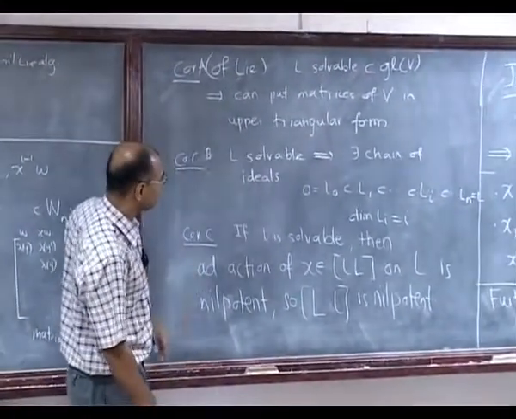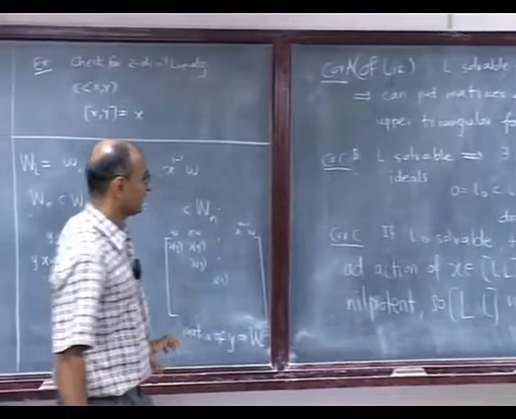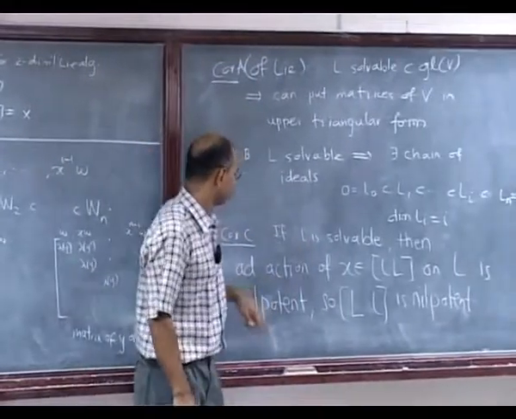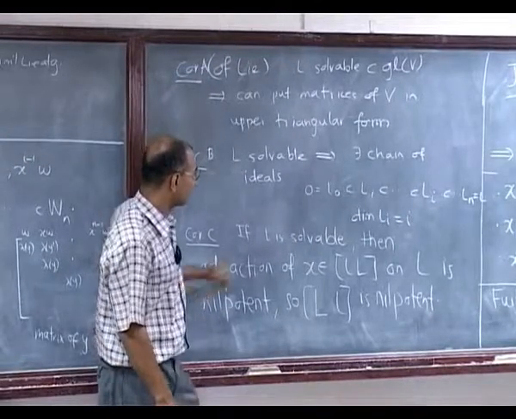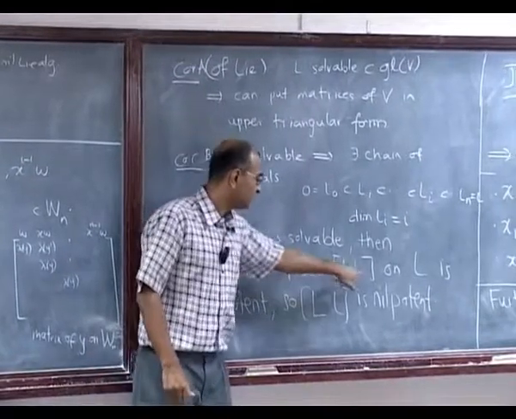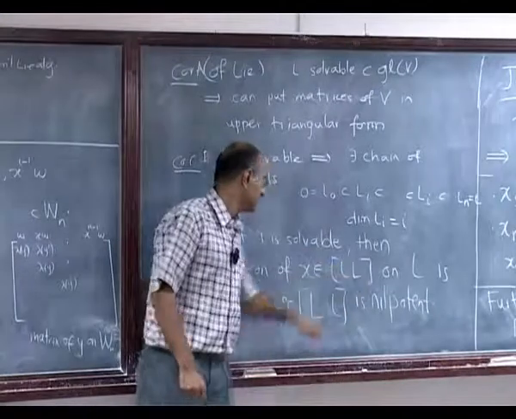This last one requires a little bit of, see, this is again going to connect up. So if L is solvable, then the add action of x in the derived one is nilpotent.